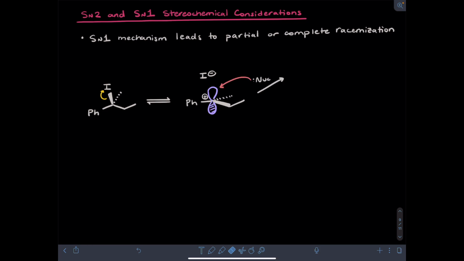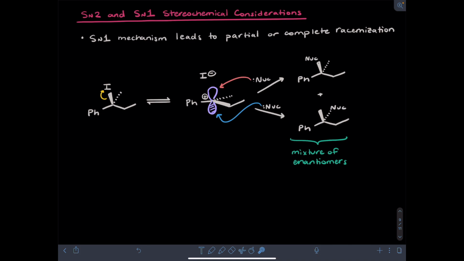One possibility is that the nucleophile could come in to the top lobe of the p orbital of this carbocation intermediate. This would generate one stereoisomer of product. Alternatively, a nucleophile could attack the lower lobe of the p orbital, and this would give a different stereoisomer of product. In this case, these molecules are enantiomers of each other, so non-superimposable mirror images.